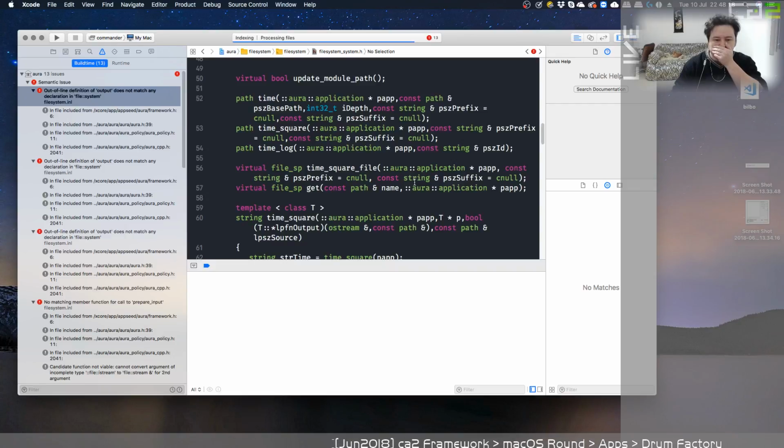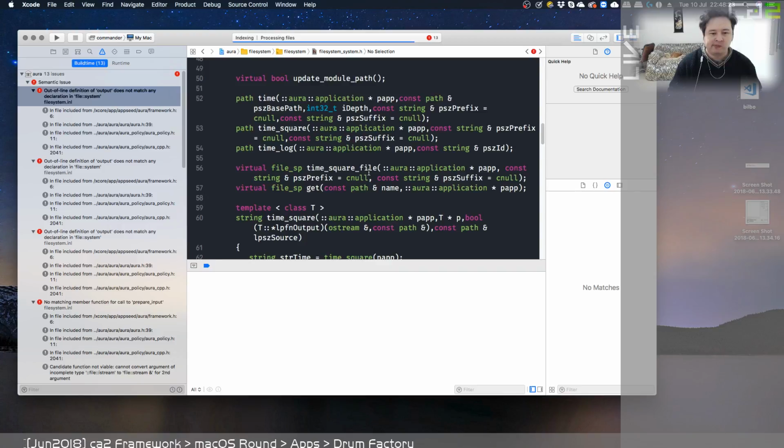Then we're gonna come up here and we're gonna say get commands wrapper.